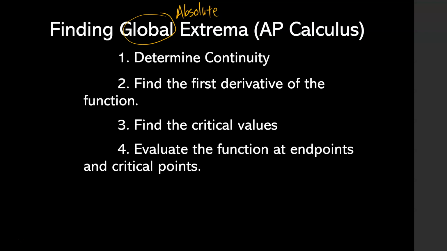Then you're going to find the first derivative of that function so that you can find the critical values. And then you're going to evaluate your function at the endpoints and critical points. And that's it. That's how you find absolute maximums, absolute minimums in AP Calculus. Let's give you an example.